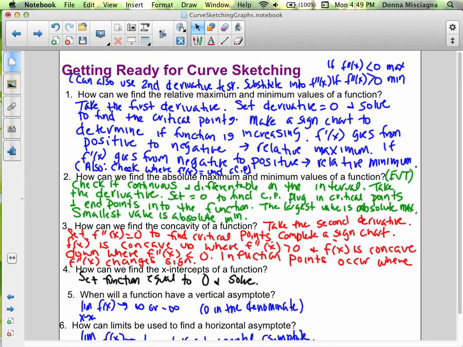How do we find the x-intercepts of a function? You set the function equal to 0 and solve. When will the function have a vertical asymptote? When the limit as x approaches some value is negative infinity or infinity. And how can limits be used to find horizontal asymptotes?